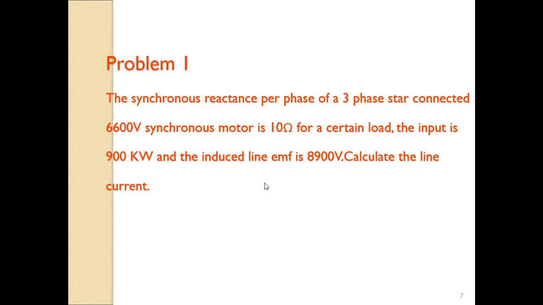Note down this problem and write the given data.